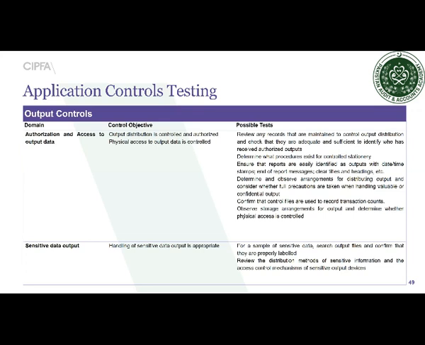If something is being printed, let's say checks are printed, who has access to that printer? Is it physically secure? If the system has the capability to print checks, you want to make sure that there are output controls around it. Either lock it in a room or control who has access to be able to print a check. All of those would be output controls of the application.